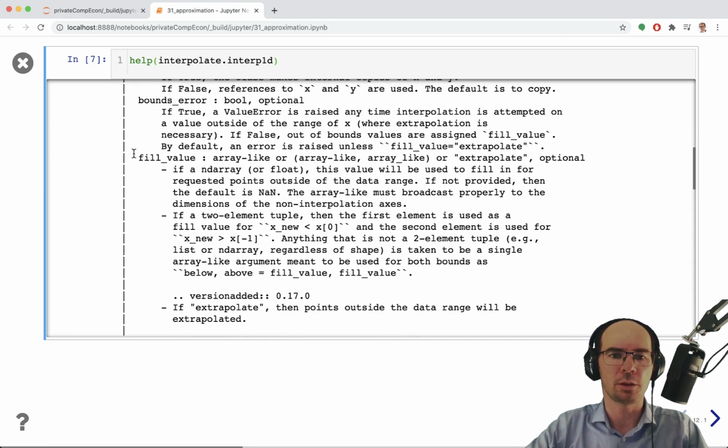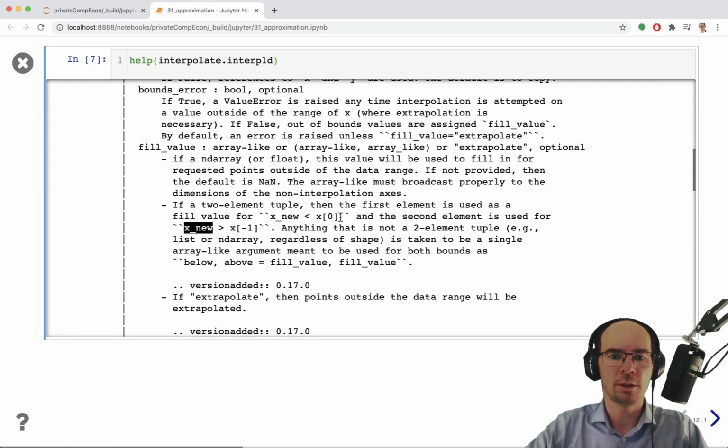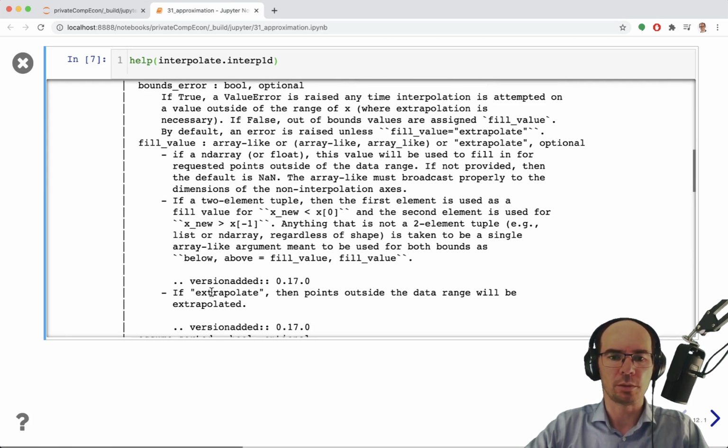And what's the fill value? What are the possible assignments? Well, it could be assigned to a particular value, or it could be assigned to a value, one for below and one for above the boundaries of the interpolation interval, or it could be extrapolated. And extrapolation is essentially using the last segment of the spline to produce values for the outside of the interval.